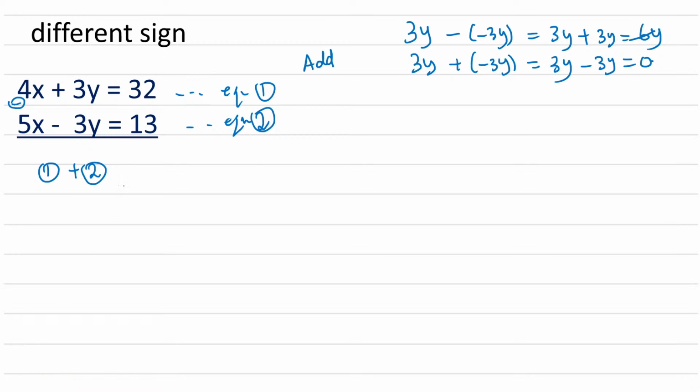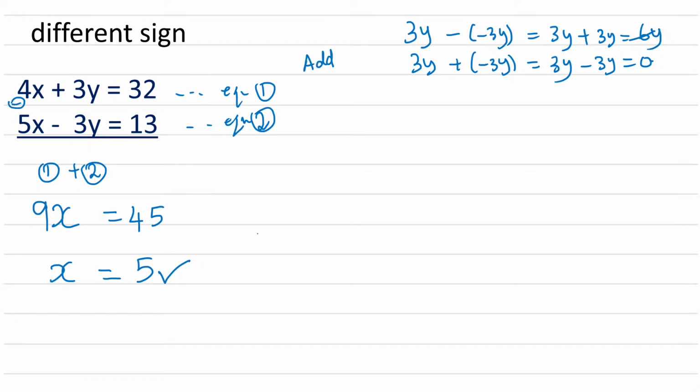So we are going to add the two equations. 4x plus 5x is 9x. These two will give you 0, and then 32 plus 13. 2 plus 3 is 5. 3 plus 1 is 4. So we need to divide both sides by 9. Therefore, x is equal to 45 divided by 9, which is 5. So now I've got my x. I can go ahead and find what y is.